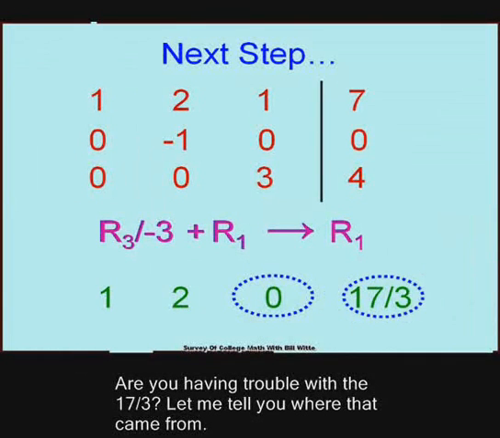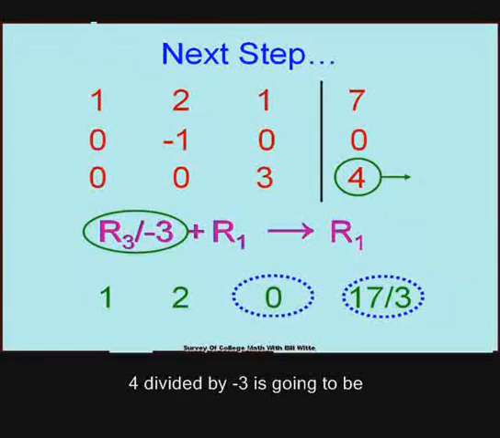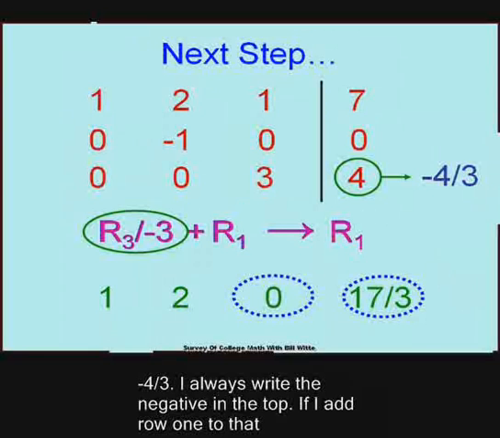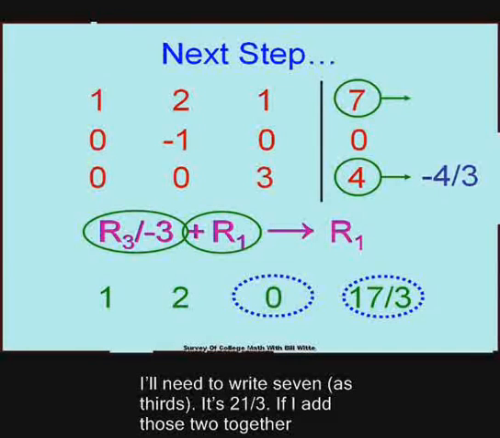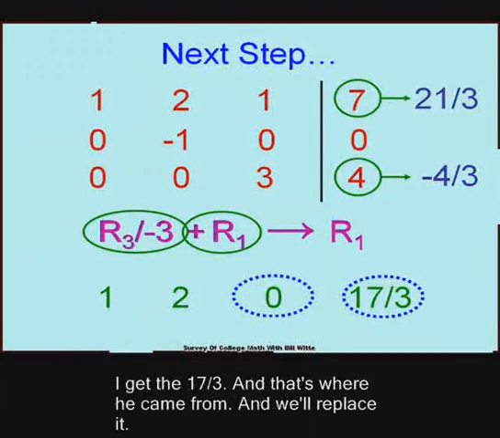Okay, let me tell you where that came from. If I divide row 3 by -3, remember 4 divided by -3 is going to be -4/3. Okay, I put the negative in the top. And if I add row 1 to that, now what is 7 as thirds? It's 21/3. And if I add those two together, 21/3 and -4/3, 21 minus 4, 17/3. That's where he came from.